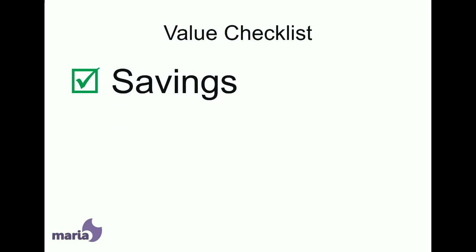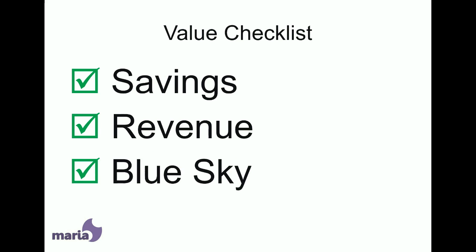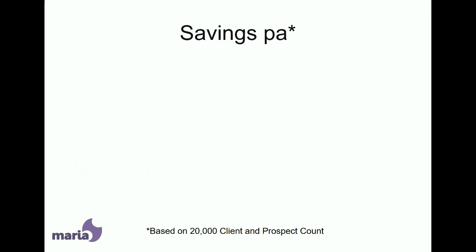So in terms of a value checklist for a purchaser, it's got to cover savings, revenue and blue sky, and you need to tick at least one of those boxes to justify the purchase of a new system, and we've got to tick all of those boxes.